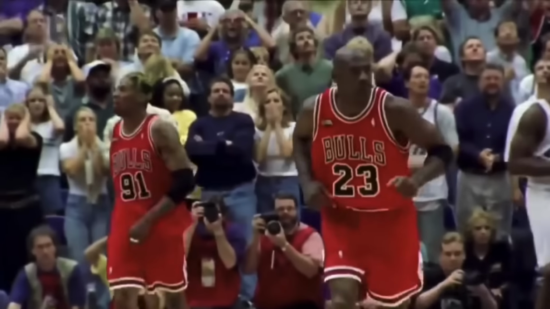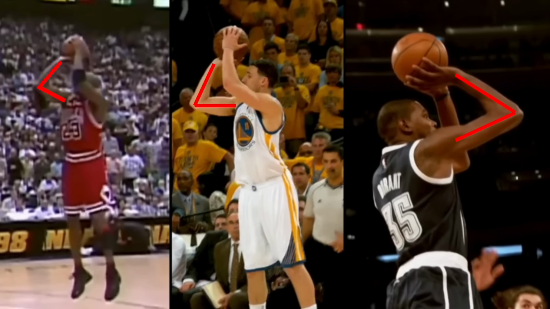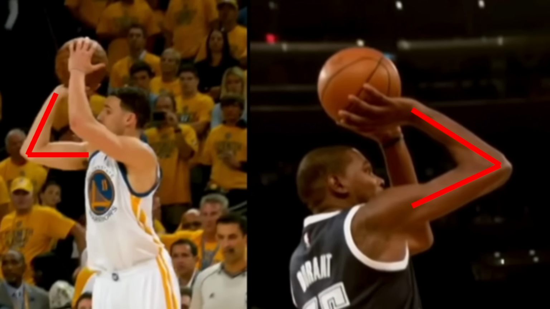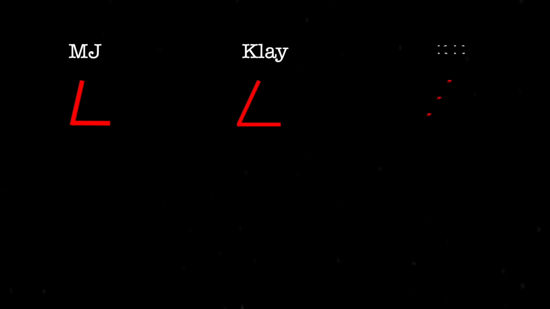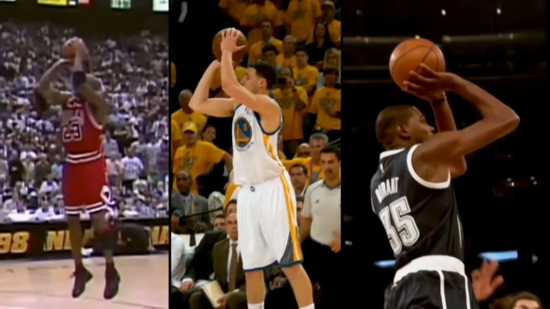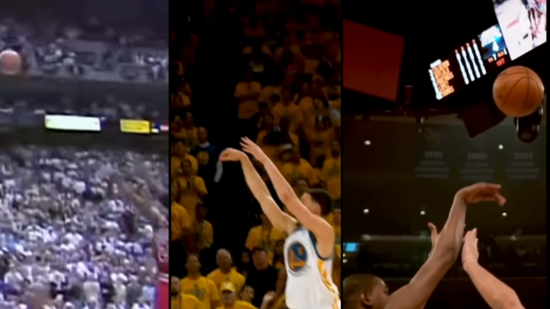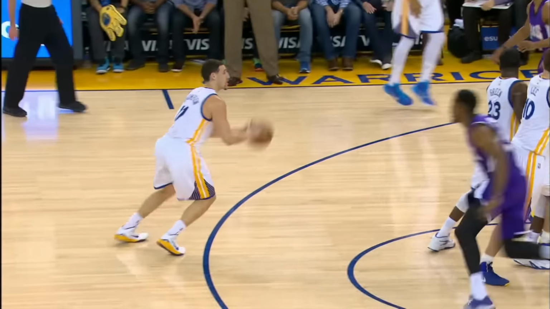Now, both Klay and Durant's jumpers are a bit more acute than Jordan's, but this is mainly because they're shooting from further out. Either way, you'll notice that there's a fair amount of separation between those lower and upper arms. Each of their shots are relatively textbook jumpers and would make any shooting coach squeal in delight. Meanwhile, let's move to Curry.